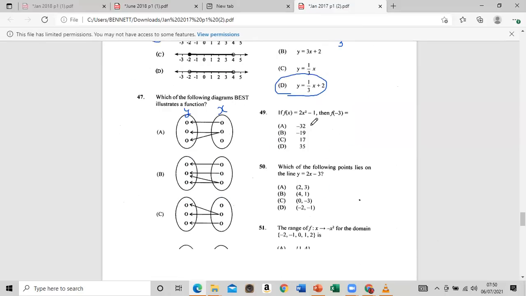All right. So -3, we have to square first, guys.